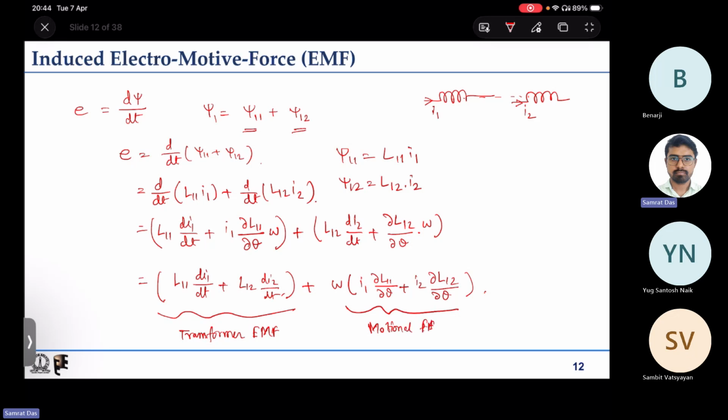After that we quickly went through some examples. Sir, I have a question here. We are thinking L11 will change with respect to angular position. Then, in the first part of the equation, which we mentioned as transformer EMF, could you please comment on the L11 value which has to be considered there? Yes, I'll discuss that when I come to the corresponding case. Okay, sir. Thank you.